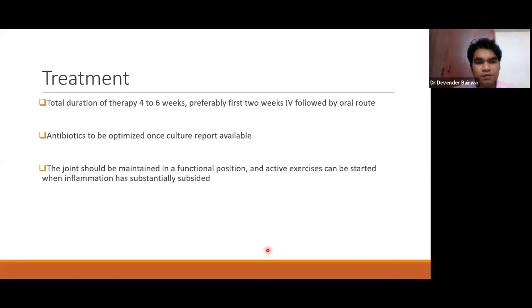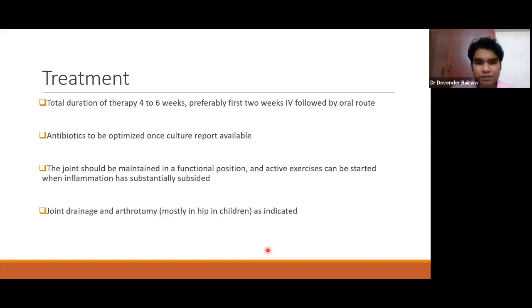Apart from treating the infection, you also have to maintain the normal function of the joint. So we try to maintain the joint in a functional position, mostly slight flexion, which provides the maximum space in the joint with minimum pressure. And we also start passive exercise, followed by active exercise once the pain in the joint is reduced.